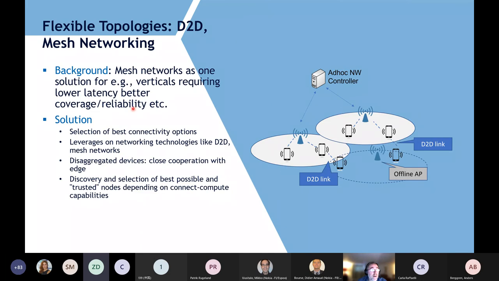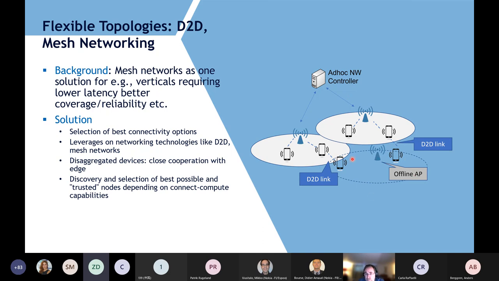That's it. Then we also have another way to improve the coverage and flexibility, which is the concept here of mesh networks, D2D mesh networks. Here we come back to this ad hoc network controller. So the concept is a little bit like this, that it should be possible for this ad hoc network controller to build new networks on the fly.